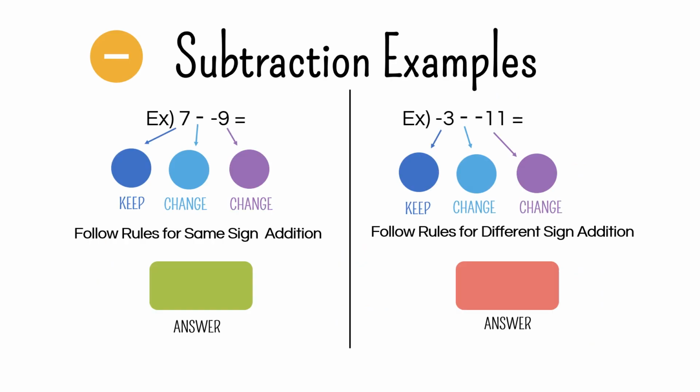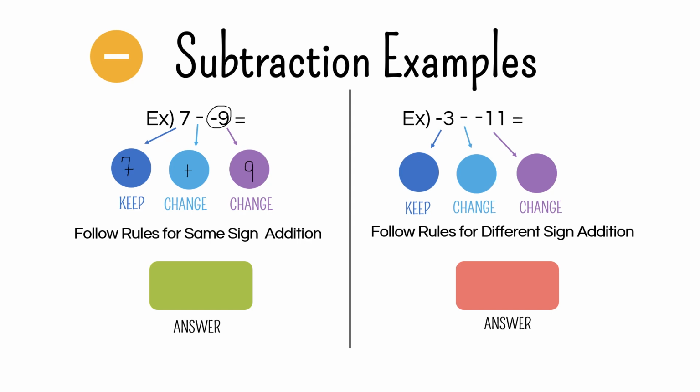So let's look at one more set of subtraction examples here to follow the rules. So our first example is 7 minus negative 9. So let's work this example out. We're going to keep the 7. We're going to change subtraction to addition. So 7 stays, we change minus to a plus, and then this is a negative 9, so we're going to change it to a positive 9.